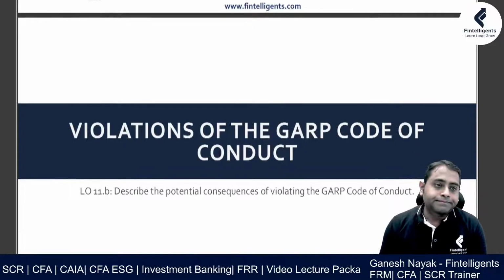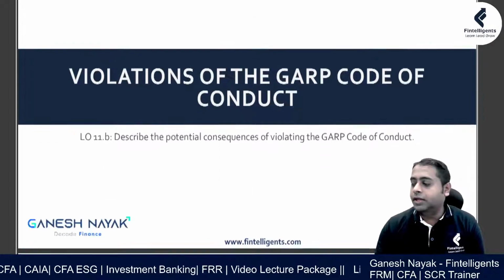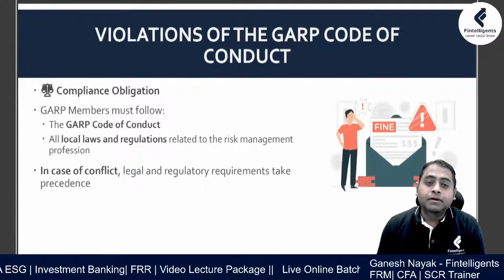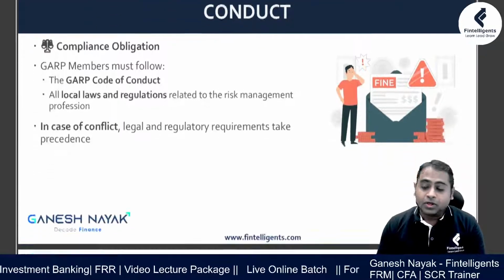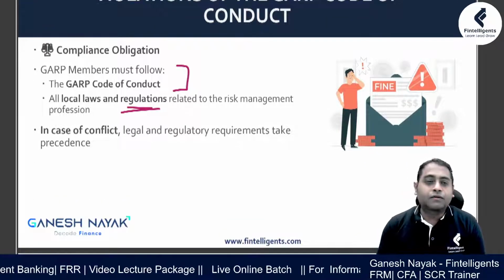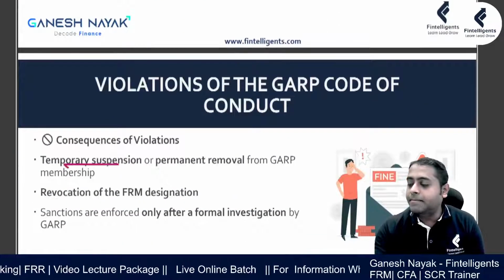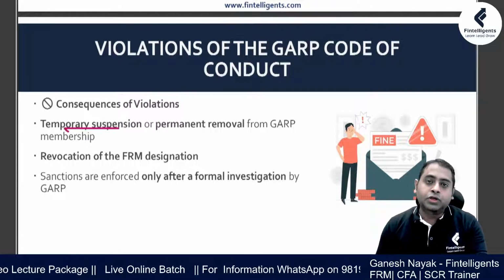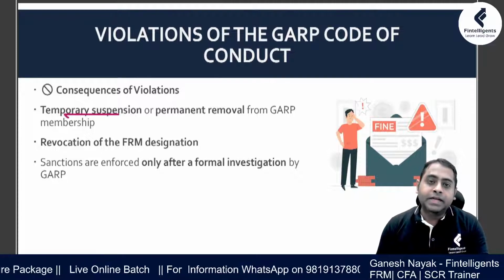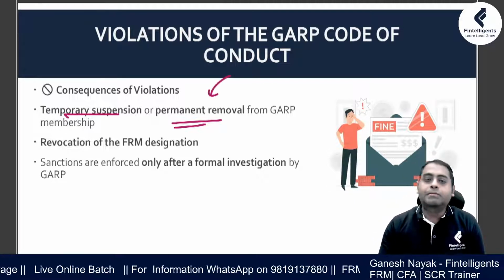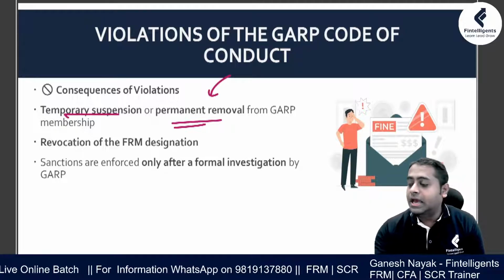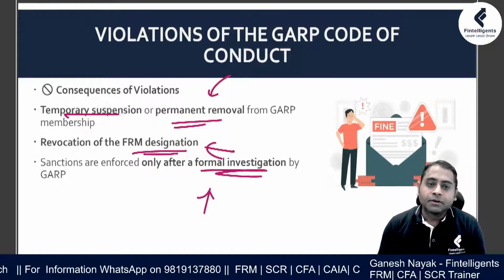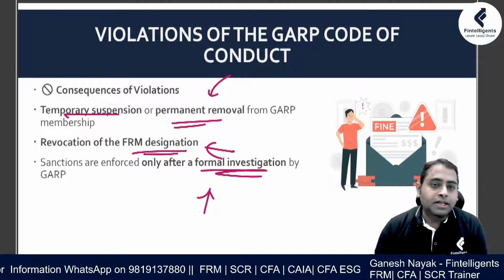If you do not follow, what will happen? If this breach happens, see this is very basic, so I'm not repeating it. You have to follow all the rules and regulations. First, there's going to be temporary suspension. If you are already using the FRM designation, then there's going to be temporary suspension. If GARP finds out that you are doing it for a long time, there is intention, then there will be permanent removal from the membership. You cannot use the FRM designation, and there can be a formal investigation also. So beware everybody. These are the code of conduct that we have seen till now.